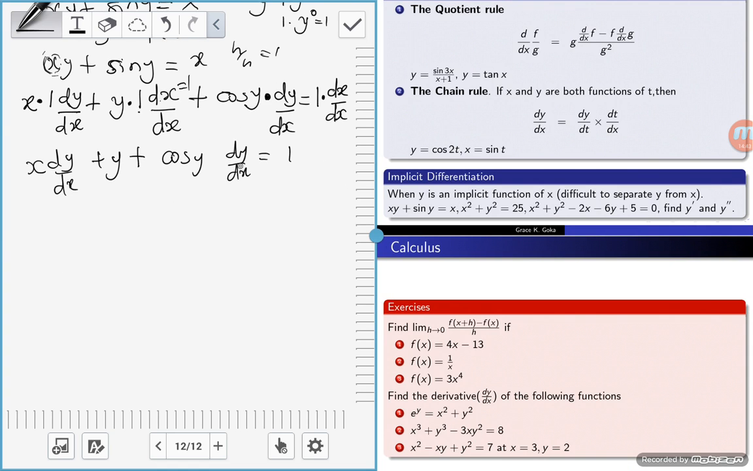So simplifying, since we want to find dy dx, it means we group dy dx. So we have x dy dx plus cos of y dy dx plus y is equal to 1.